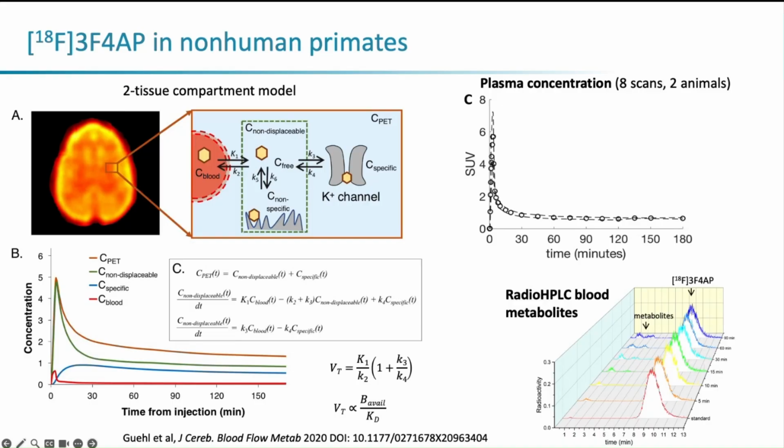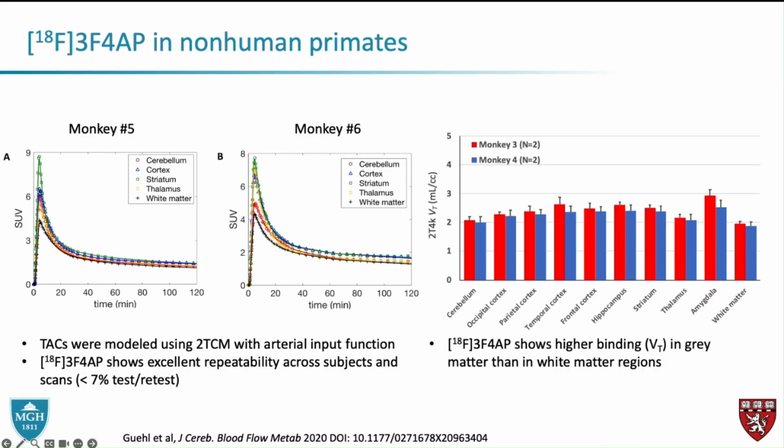So we measure the concentration in blood. It looked pretty consistent across animals. We measure metabolites, and it looked remarkably stable. After 90 minutes post-injection, there was less than 10% metabolism. Some time activity curves in the brain of 2 monkeys. They look pretty consistent with each other, and then during repeated scans, the standard deviation was pretty narrow, and so we felt pretty good that this had good kinetics to continue to move it forward.